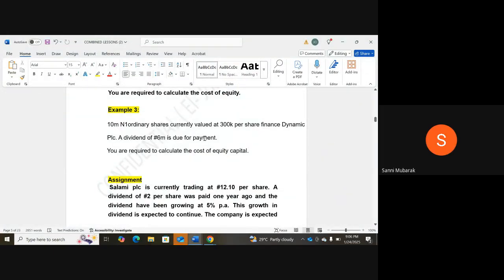Example number 3. 10 million one naira ordinary shares currently valued at 300 kobo per share. Finance Dynamic PLC. A dividend of 6 million is due to be paid. We are required to calculate the cost of equity.